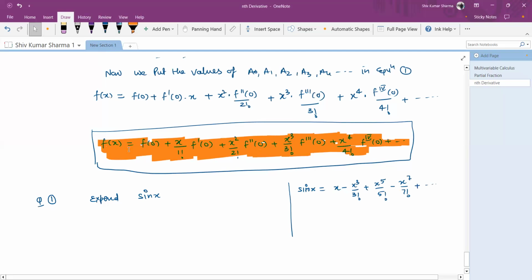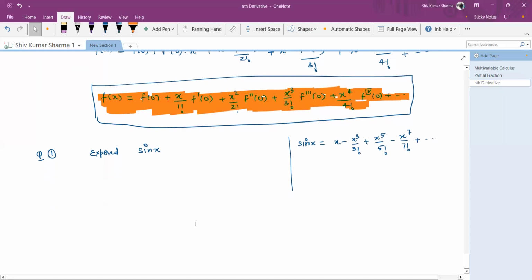Now here we have to prove that. So we use the Maclaurin series. Here we write down the solution. When we have not remembered this expansion, we can obtain this relation by using the Maclaurin series. So here we take f(x) equal to sin x. This is our equation number 1.